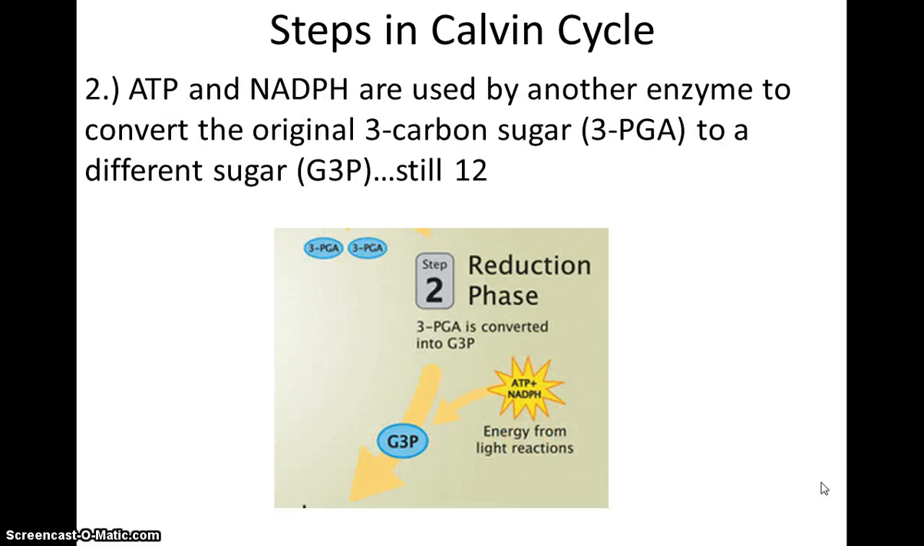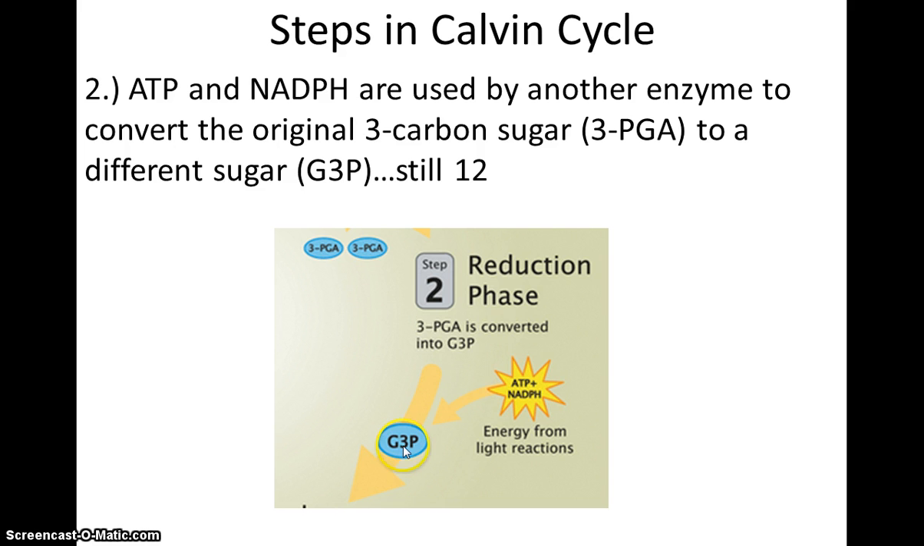Okay, after that happens, that 3-PGA isn't very helpful. It's just kind of an initial step. That's not something that the plant is actually able to use to make glucose. So the next step is actually using ATP and NADPH that was produced in the light-dependent reactions back in the thylakoid to take this 3-PGA, that 3-carbon sugar, and turn it into a different sugar. It's just a more usable form.